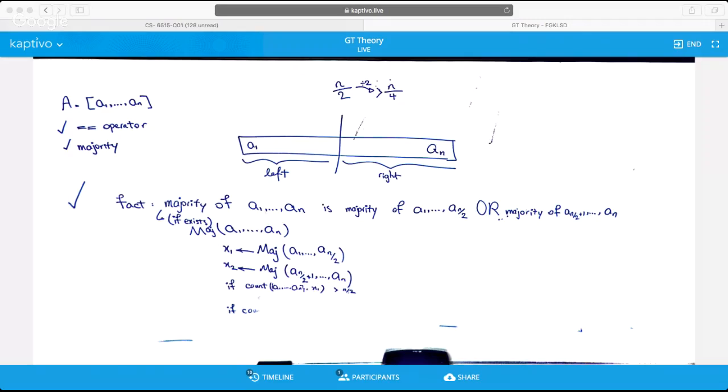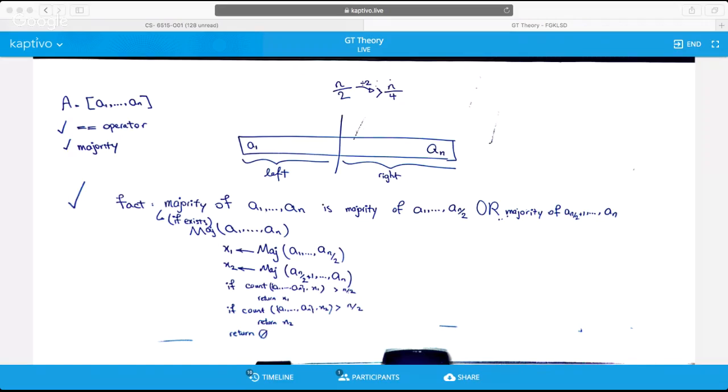If any of x1 or x2 appeared in the initial array more than n over 2 times, it will be the majority, so we can return it as a solution. If none of these 2 cases happens, according to the definition of our function, we can return anything. So let's return 0.